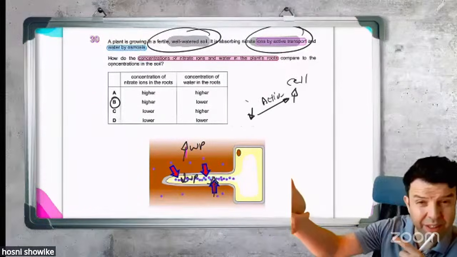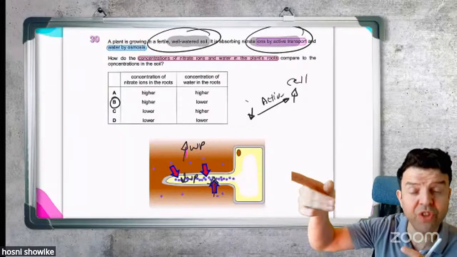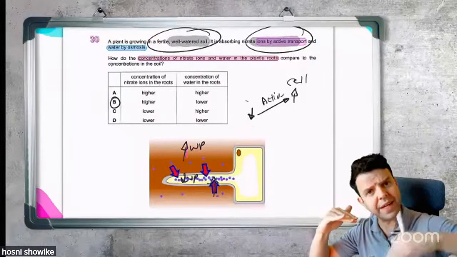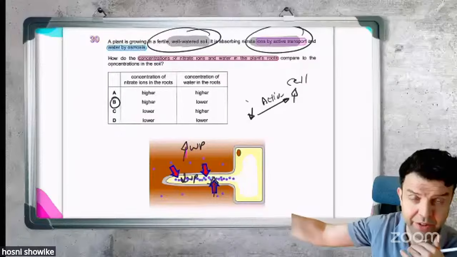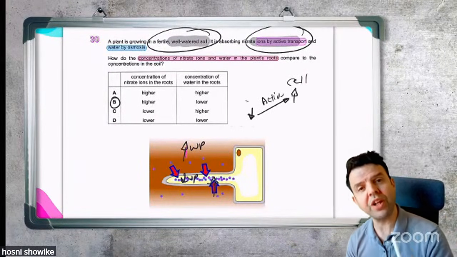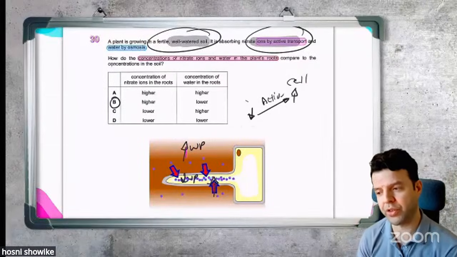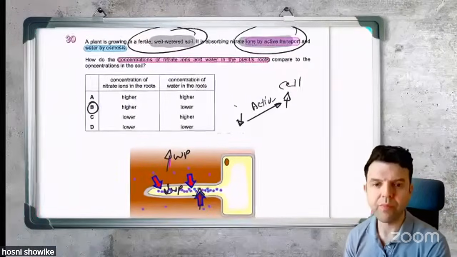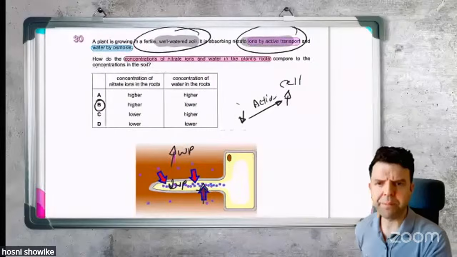Do you get it? Since they said active transport is movement inside the cell, the cell must have higher. And since they said osmosis, and it's going into the cell, the cell must have lower water. Okay?